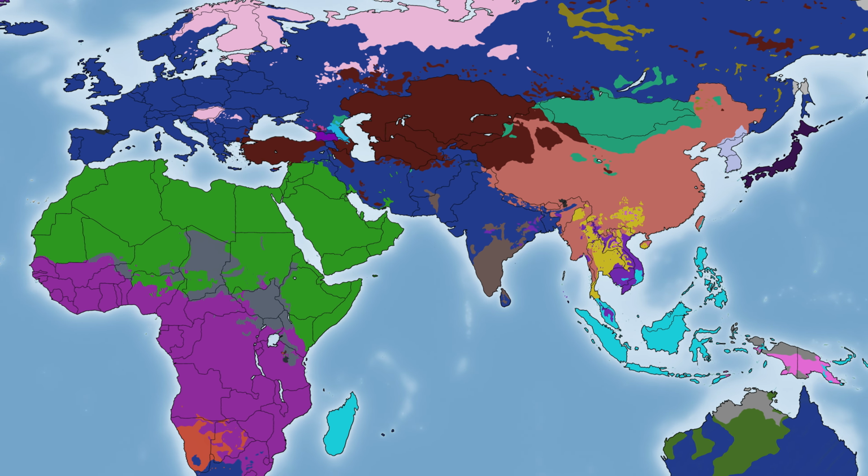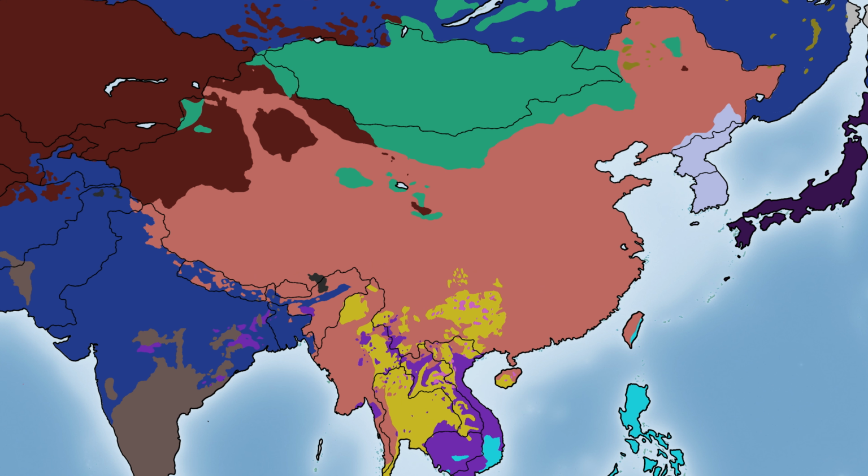The language family spoken by the second most people is the Sino-Tibetan family in light red. This family is mostly spoken in East and Southeast Asia. By far the most important language in this family is Mandarin, with the other important languages being the other Chinese languages like Wu and Cantonese, as well as Tibetan and Burmese.